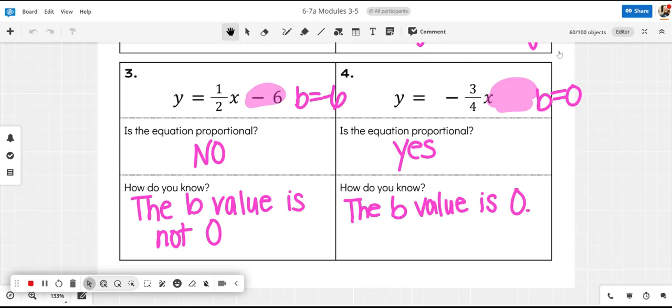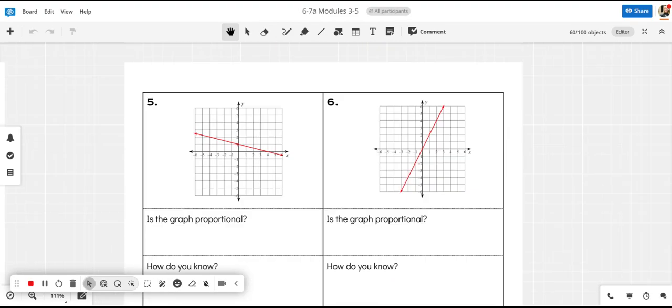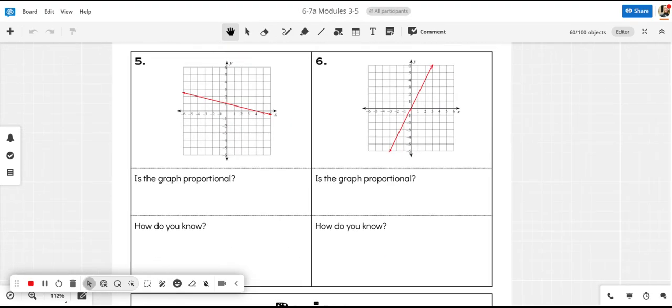All right, nice job. So we have done looking at a table, looking at equation. Now we're going to look at a graph. Again, looking through that b value of 0. So you're looking here where the line crosses the y-axis, the y-intercept. What is the y-intercept of number 5? You can see it crosses at +1. So is it proportional? No, because the line does not go through the origin.